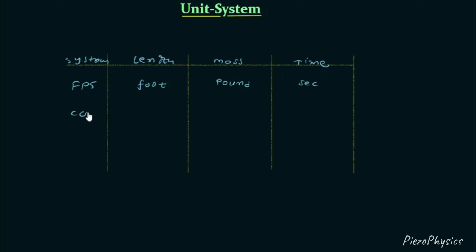Second unit system is CGS. In CGS, length is represented as centimeter, mass is represented as gram, and time is represented as second. Third unit system is MKS. Length is represented as meter, mass is represented as kilogram, and time is represented as second. Right? One another unit system which is MKSA. Length is meter, mass is again kilogram, time is second, and fourth unit is ampere.